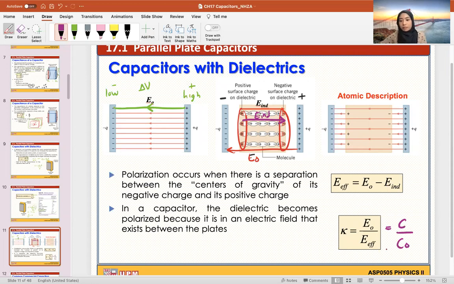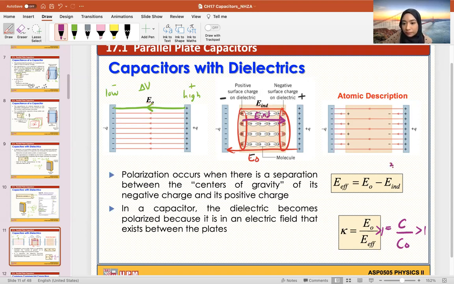Okay. It's inverted, eh? So E naught up here, E effective down here. C up here, C naught down here. So E naught is always greater than E effective, which means that this will be greater than one. C is always greater than C naught. This is also greater than one. So of course, the dielectric constant must be greater than one because it's not air, okay? So that is your third equation.